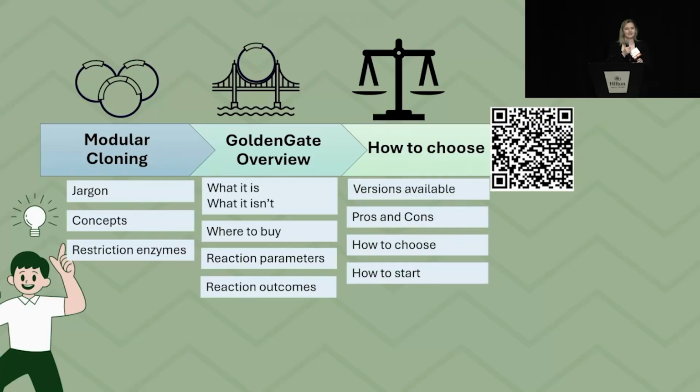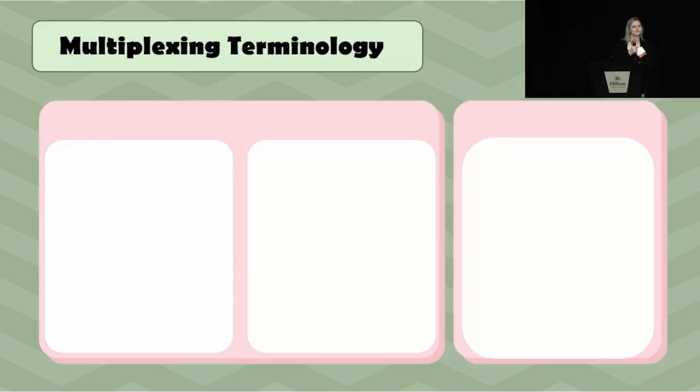So, the part that we've all been waiting for. Let's go into the Golden Gate platforms, the versions available, the pros and cons of them, and how to choose. So, we're not quite done with the jargon. I do have to talk a little bit about multiplexing.